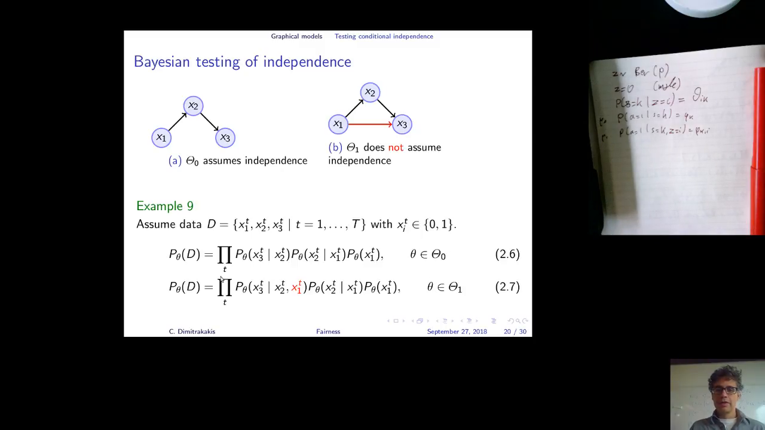And for the second model, it's almost the same, but here the probability of x3 depends on the values of x1 and x2. So that implies that this parameter set, theta1, is different from this one, because here you have more parameters for this distribution. But the parameters that describe these ones are the same. So it's basically analogous to this one.